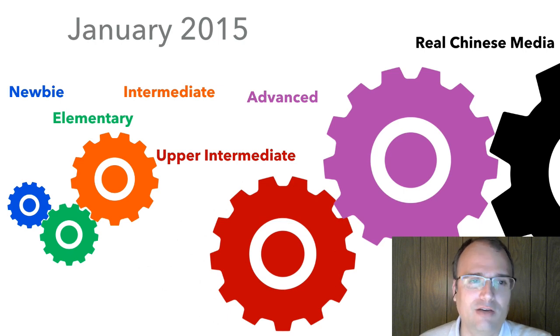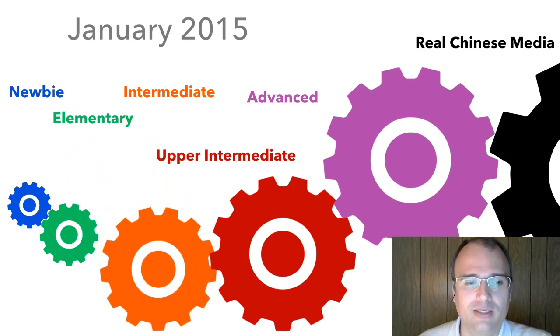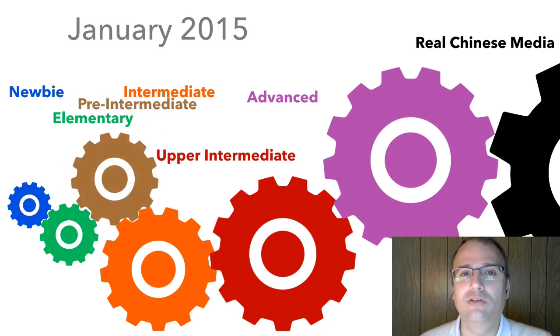Domino effect, intermediate, too easy. It got moved up. Okay, we have another problem. But I mean, there's only so much. People are complaining the newbie is too hard if they're a total beginner. We're kind of stuck. What do we do? The poor elementaries are screaming, I can't make the jump to intermediate. It's too big. Well, yeah, it's too big. So, new level, pre-intermediate. So, here is the system we've got from 2015.